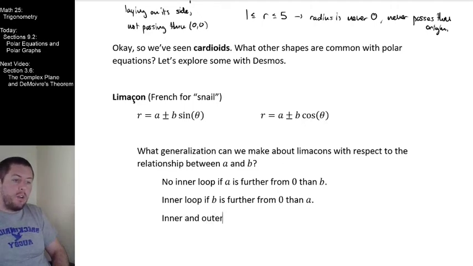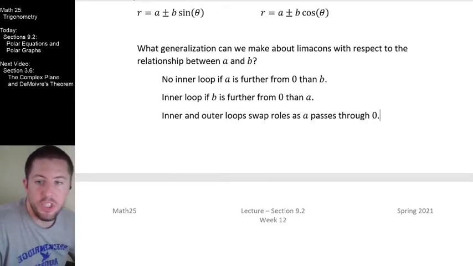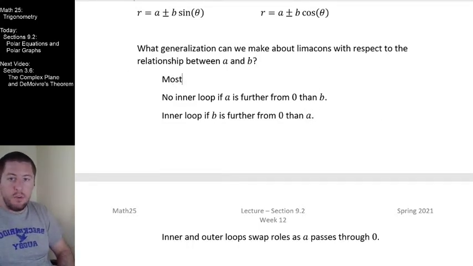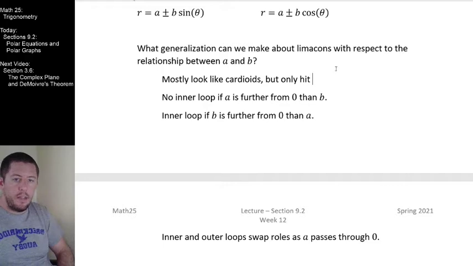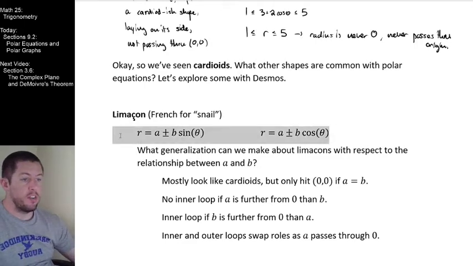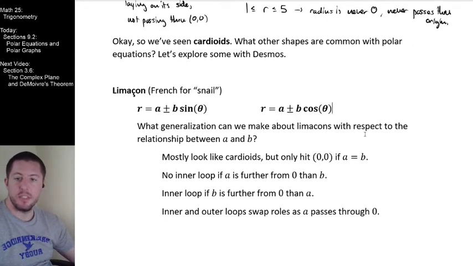And inner and outer loops swap roles as A passes through 0. I think that's a pretty good generalization of the shapes that we're seeing right here. I should say they mostly look like cardioids, but only hit 0, 0 if A equals B. So there we go. There are our generalizations of our limacons, and we just explored those in Desmos to find these general statements about them.